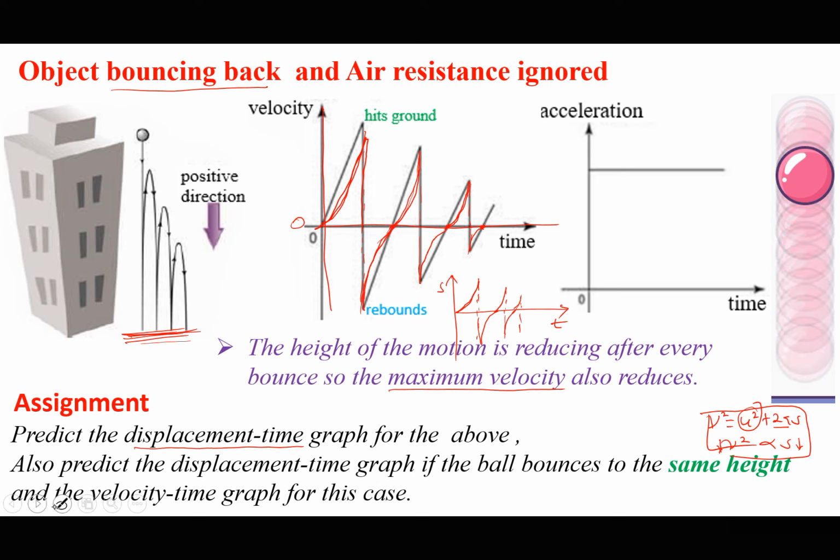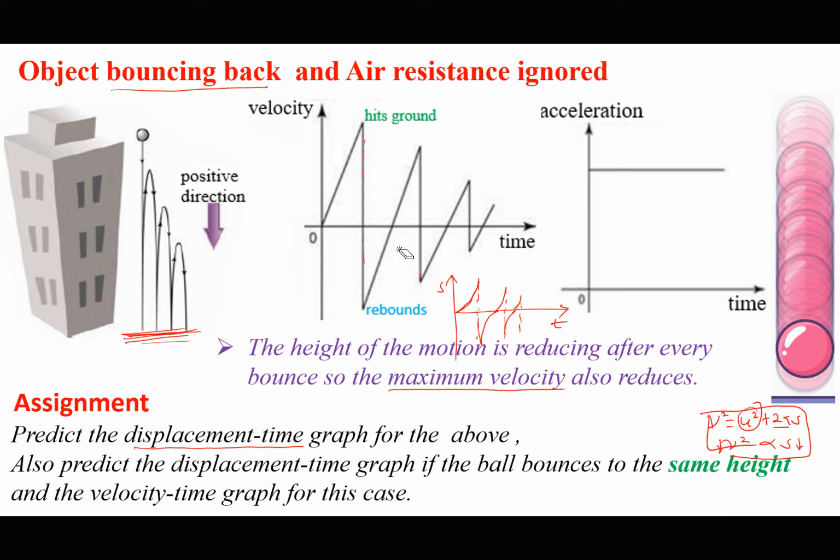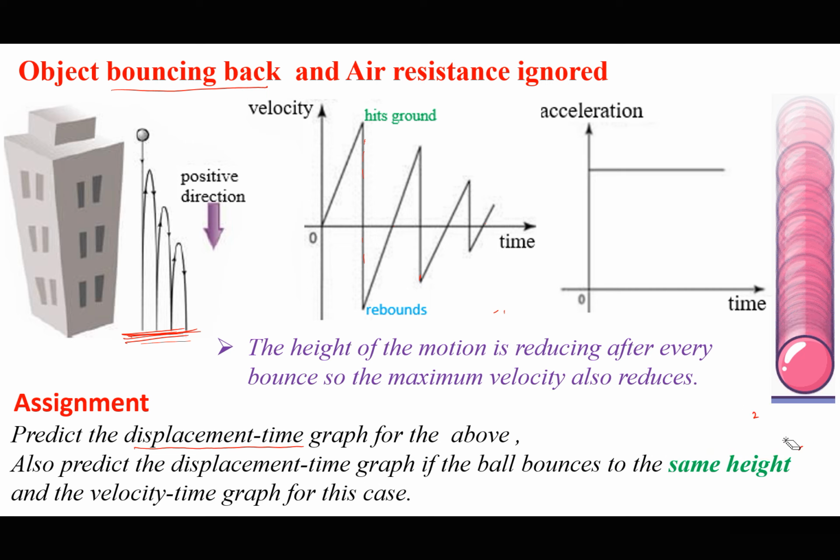So you can try to think about it. Of course, you just move backwards. From the velocity time graph, you should be able to deduce a displacement time graph. I've given you a hint. If my students were able to do this, you should also be able to do that. So you can predict a displacement time graph if the ball bounces back.